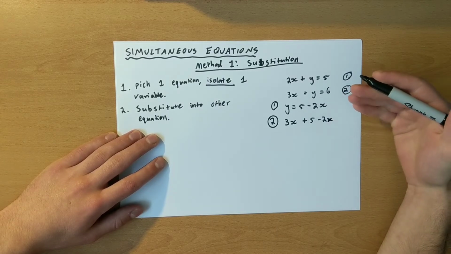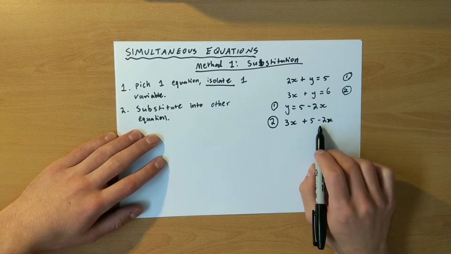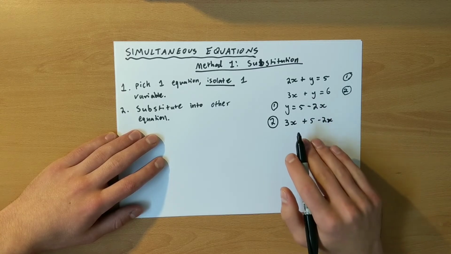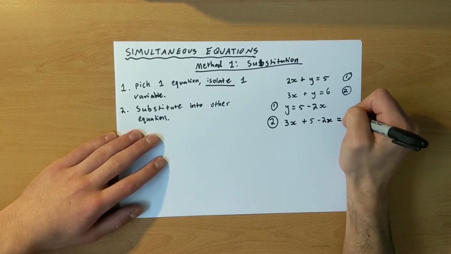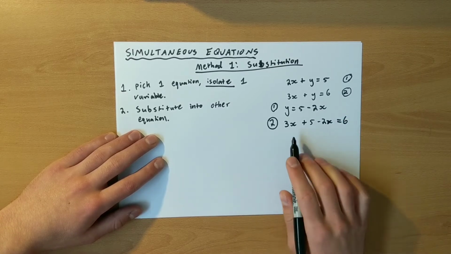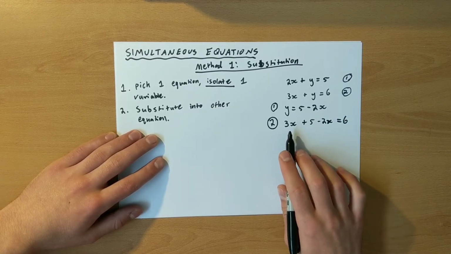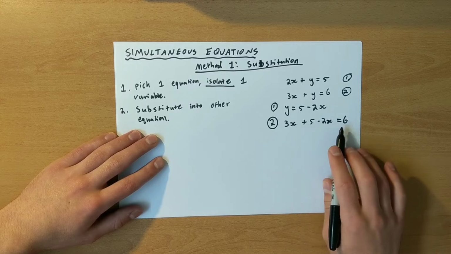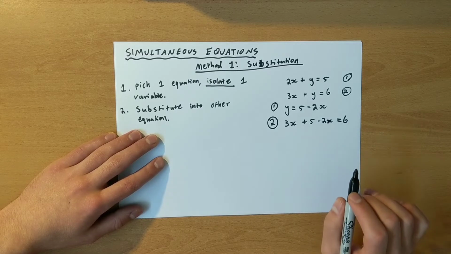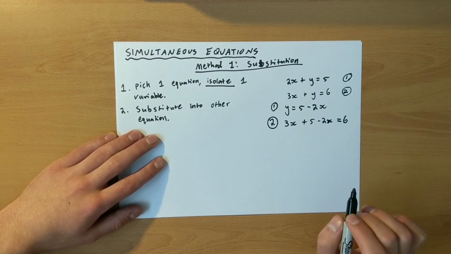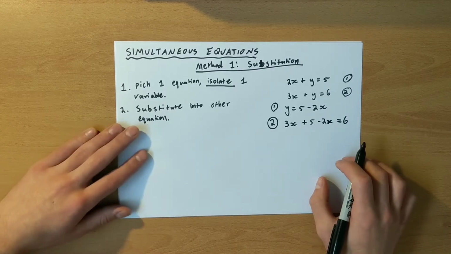They are the same thing. So instead of y, I can just write 5 minus 2x, and it stays the same. It means the same thing, and that equals 6. Now you'll notice that what I've done here is I've created one equation, 3x plus 5 minus 2x equals 6, one linear equation that only has one variable. And so we can solve it.